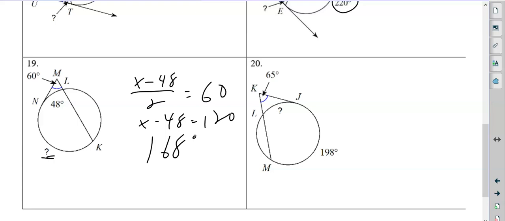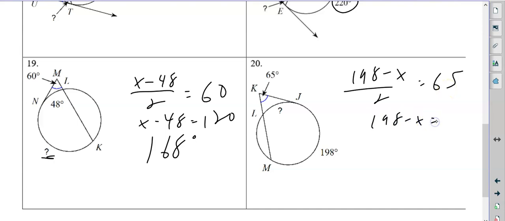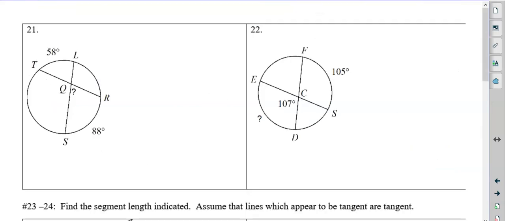Okay, this time I have the big arc trying to find the small arc. So 198 minus the small arc divided by 2 is 65. Times by 2 on both sides is 130. Okay. I'm going to do a switcheroo here. I'm going to subtract 130 and get 68. Move the x over so it's positive. X equals 68 degrees. See, we're just flying through this.